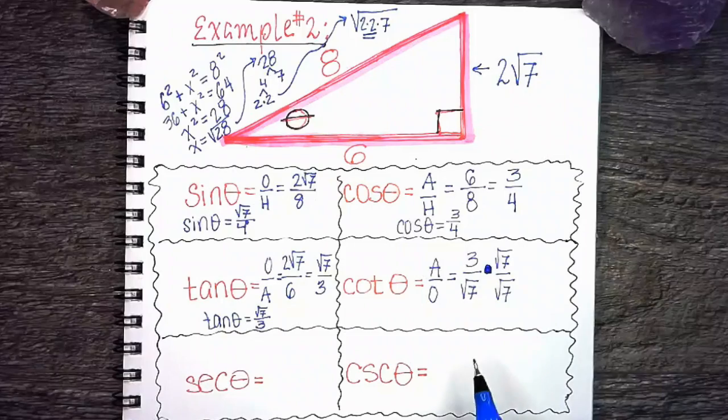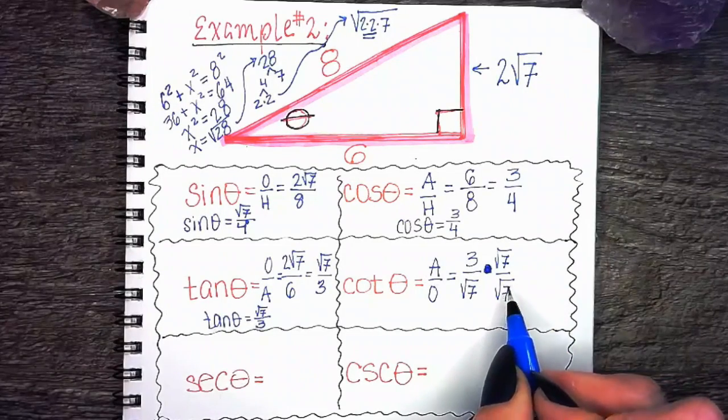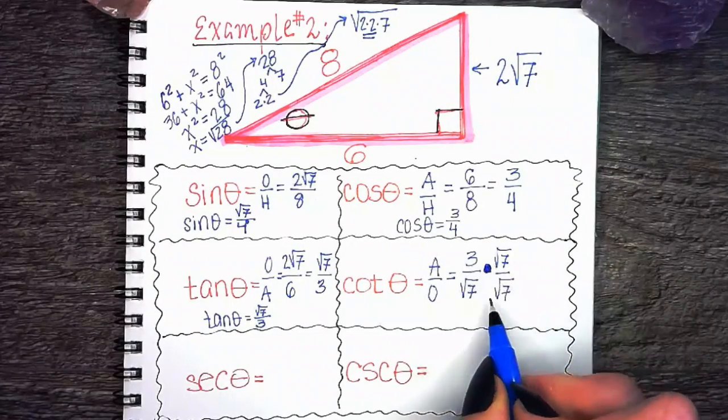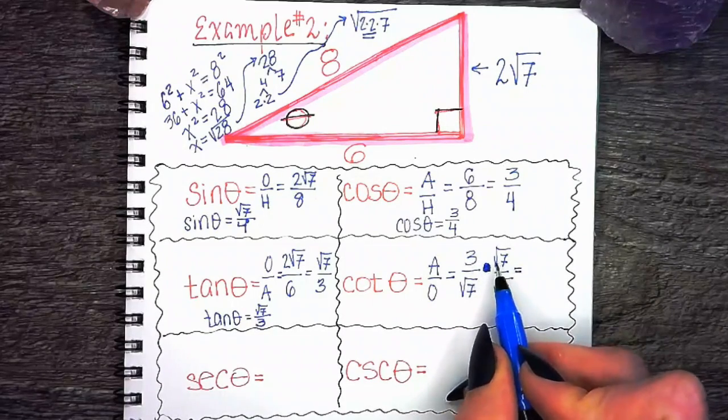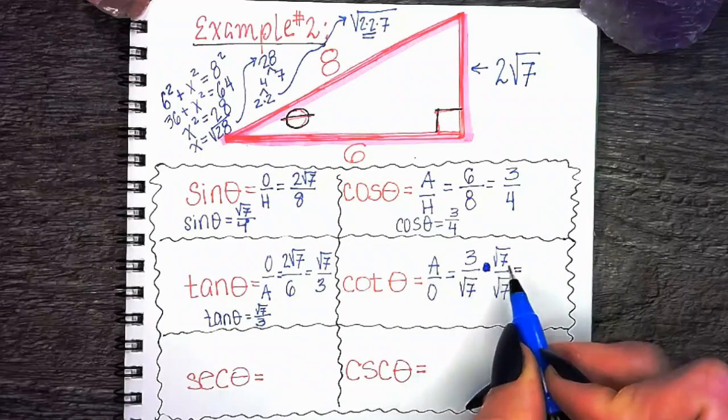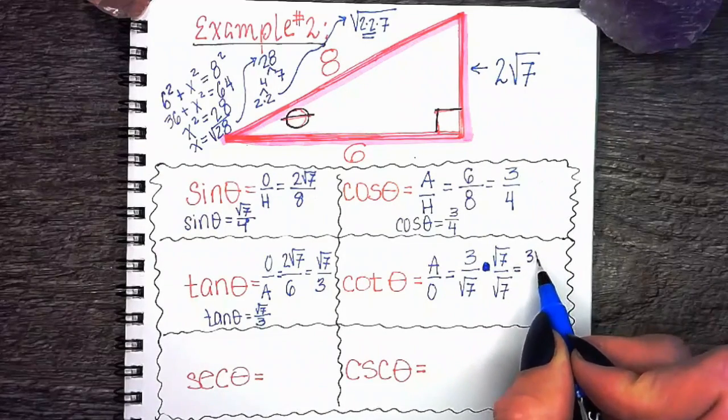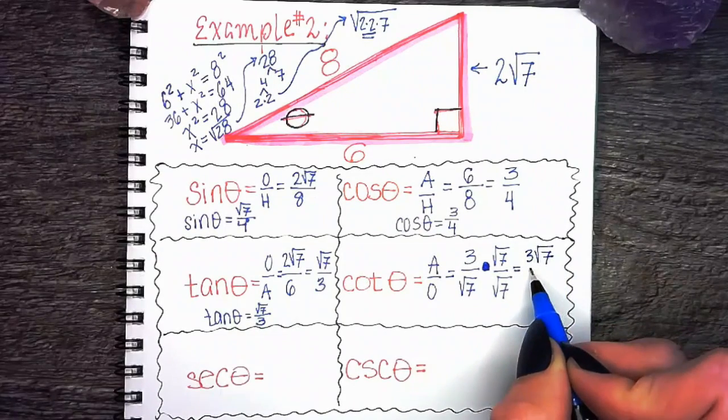You're really multiplying by 1, and that's why we're allowed to do it. Now, make sure you fully execute that multiplication. Don't get lazy after only dealing with the numerator. 3 times the square root of 7 is just 3 square root 7.